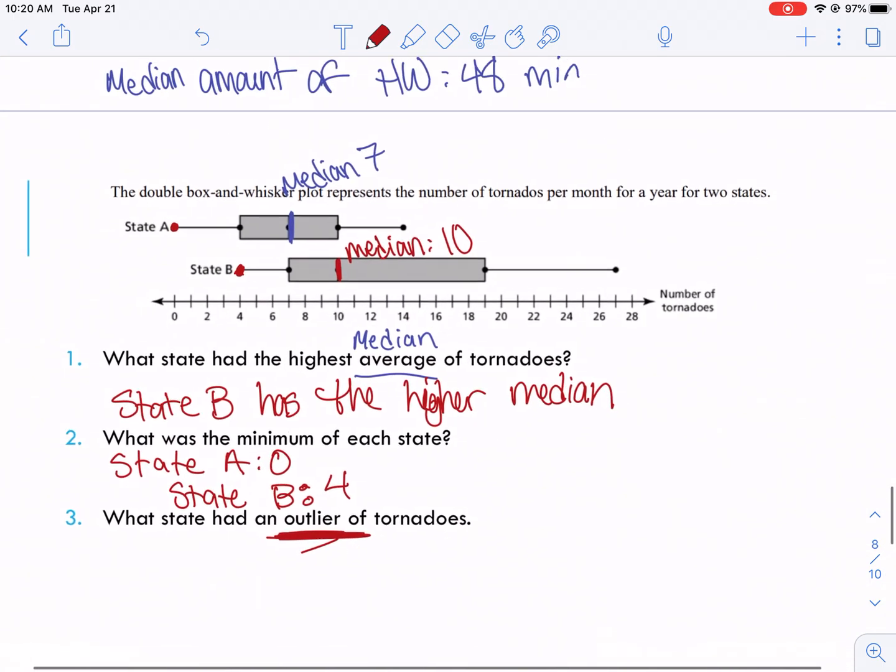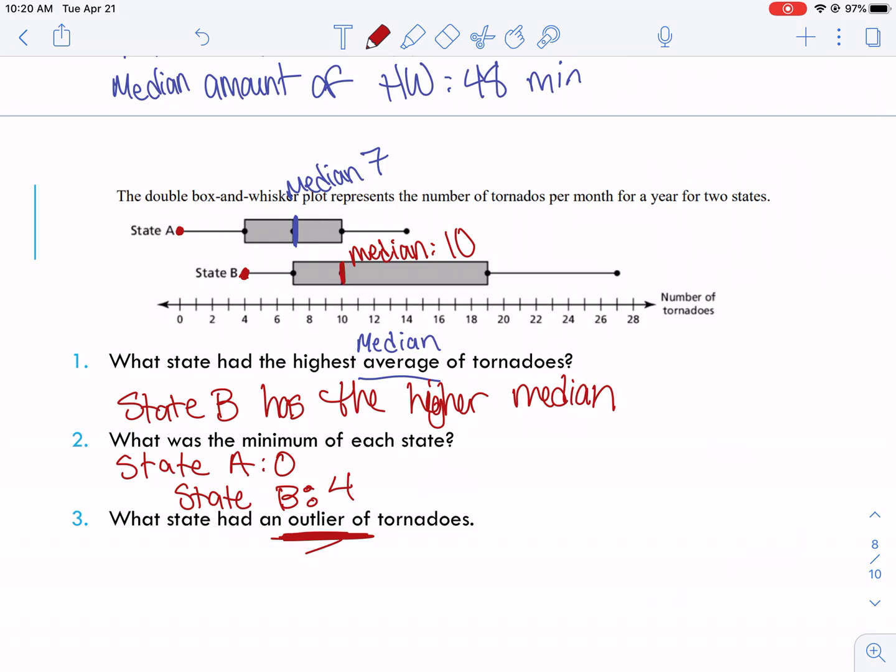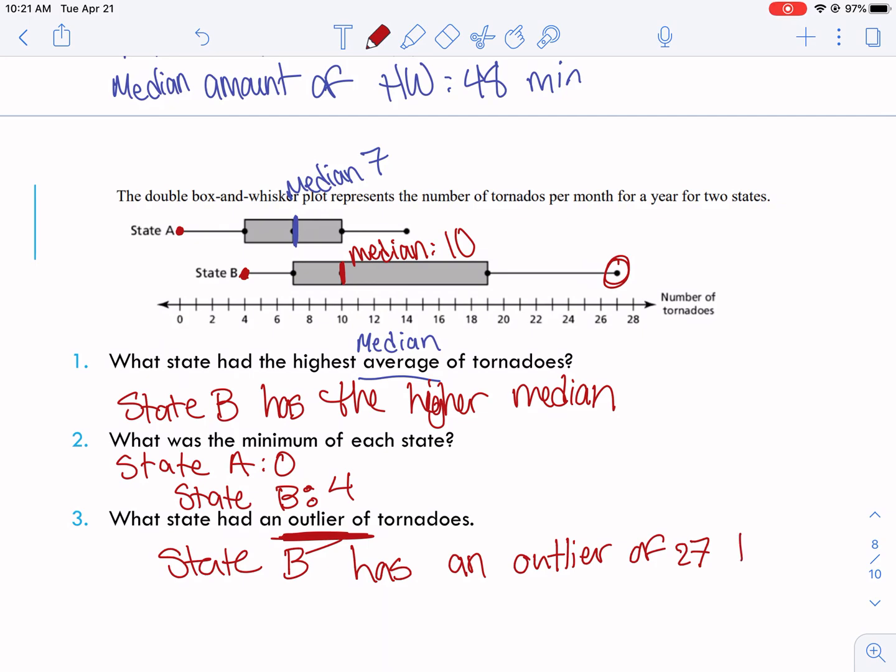So if I look here, where was an outlier? I would say it would be state B, because again, we have a long whisker that's dragging the rest of the box. State B has an outlier of 27 tornadoes.